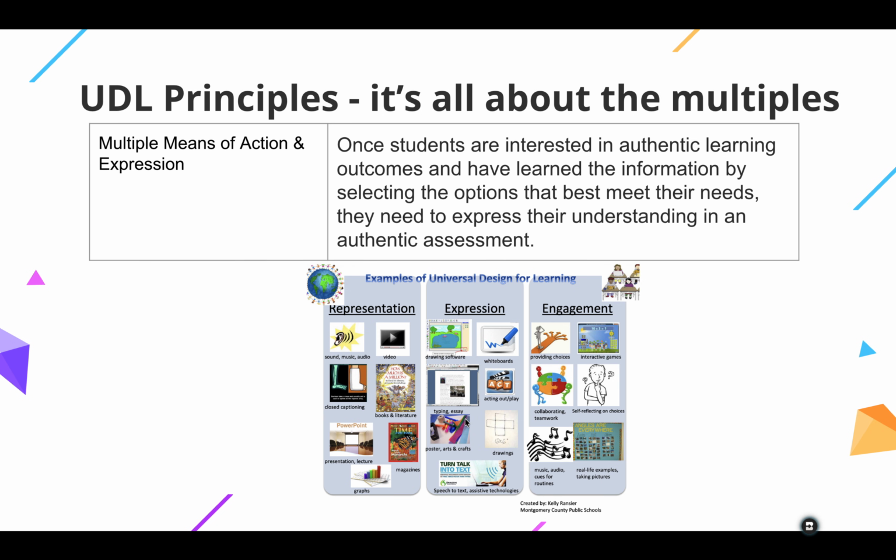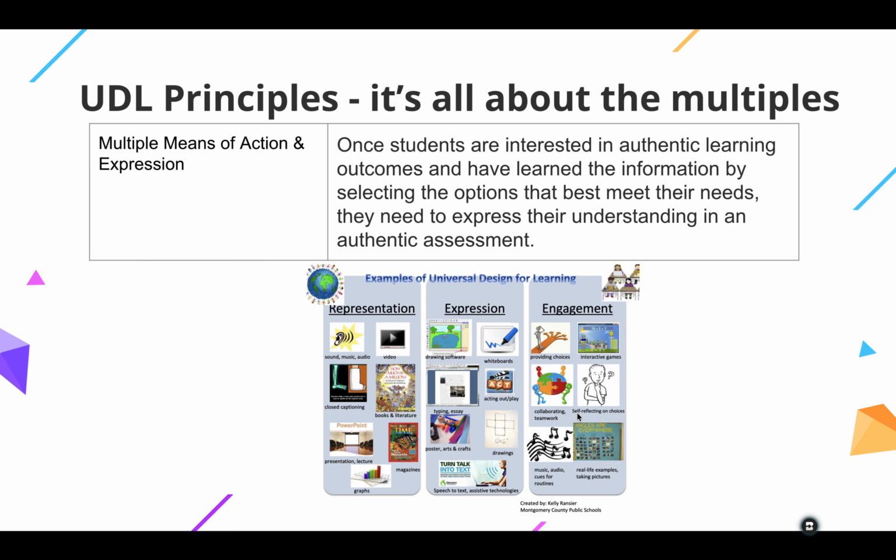So here are some examples of multiple means of representation, right? You can do music, video, closed caption, different books, a lecture, a magazine. So there are lots of ways of representing the information. Expression, right? There are lots of ways students can express themselves through drawings, through acting it out, through typing, through writing, and then different ways that they can engage in the material. They can do learning centers, they can do collaborative teamwork, they can play a game, they can work with music, audio, they can create something. So there are lots of different ways to engage the students.